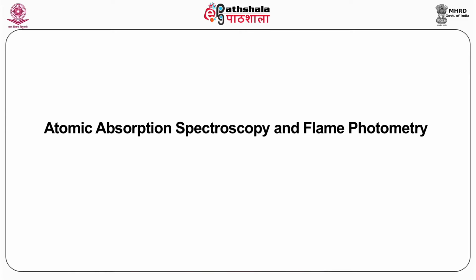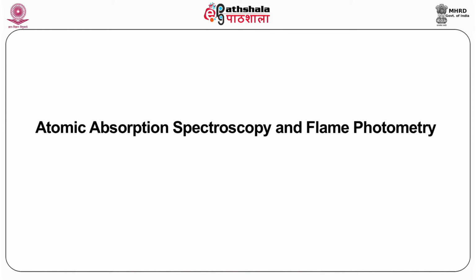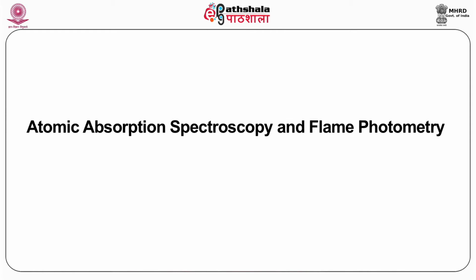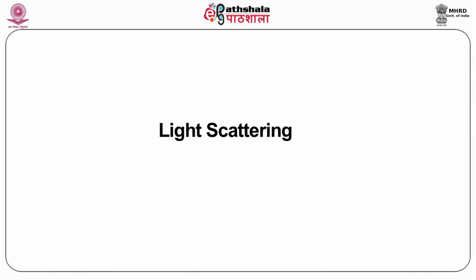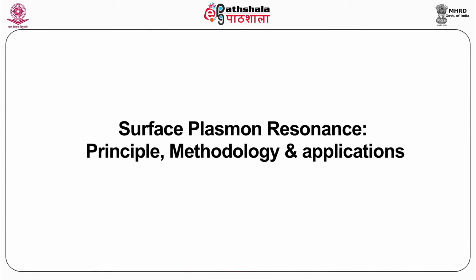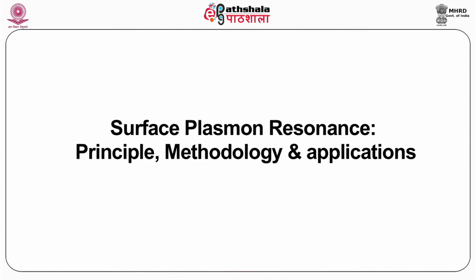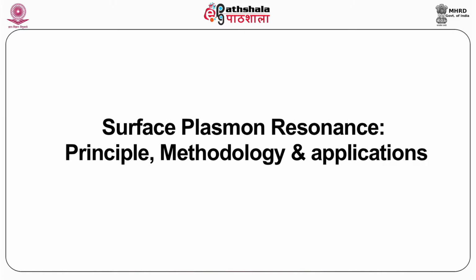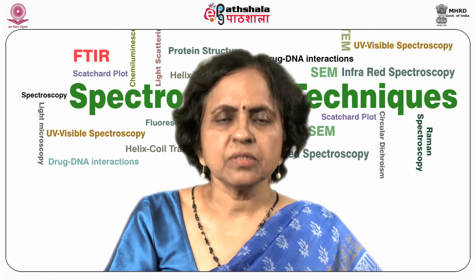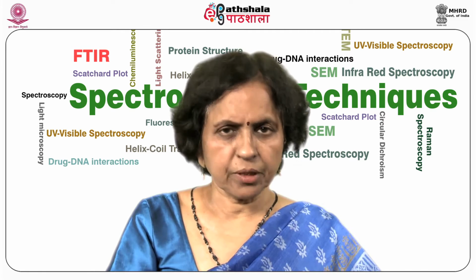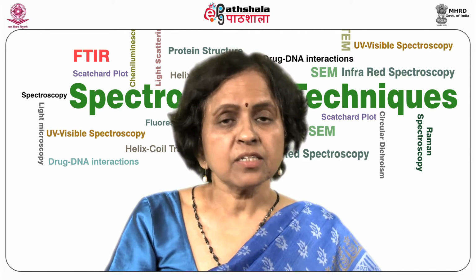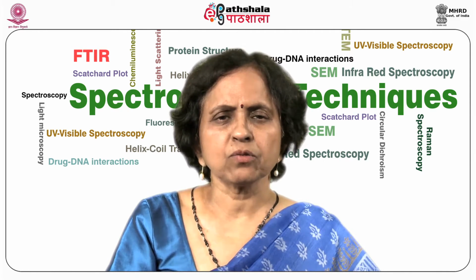Then of course atomic absorption spectroscopy and flame photometry, which are usually used to understand elemental analysis. Then you have the light scattering experiments to understand the structural aspects of the whole cell. Then SPR, or surface plasmon resonance spectroscopy. So after studying light microscopy, or optical microscopy, we will do transmission electron microscopy.